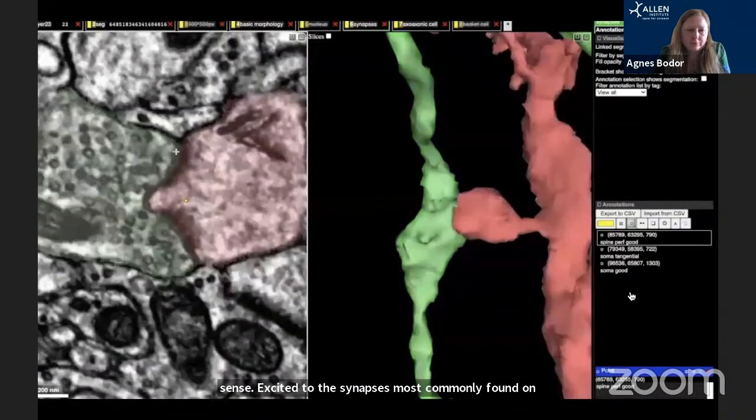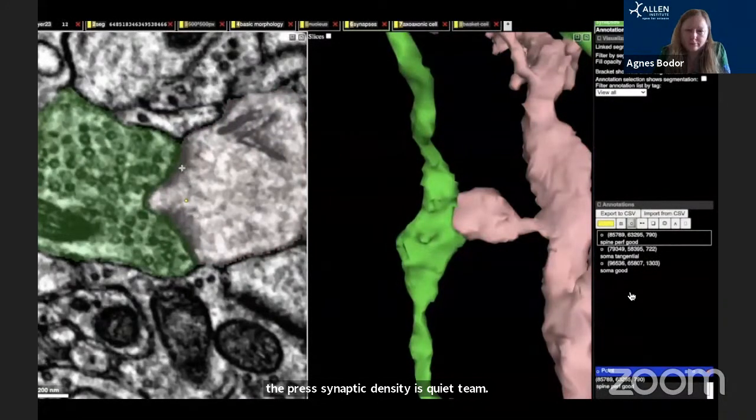But if you look close, you can see that the presynaptic density is quite thin, while the postsynaptic is deep into the postsynaptic structure. This asymmetry, called asymmetric synapse, suggests an excitatory synapse.